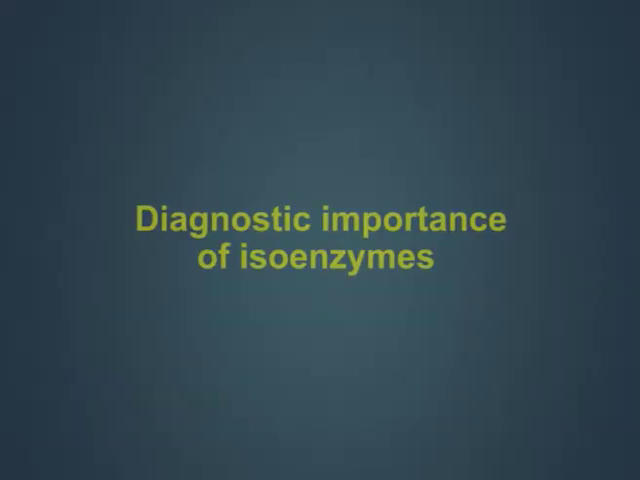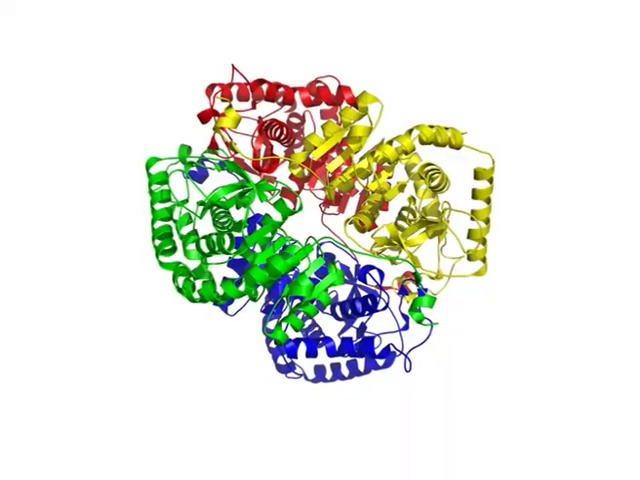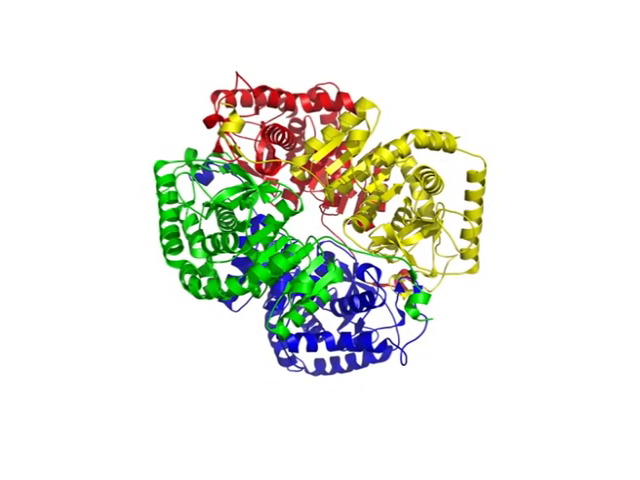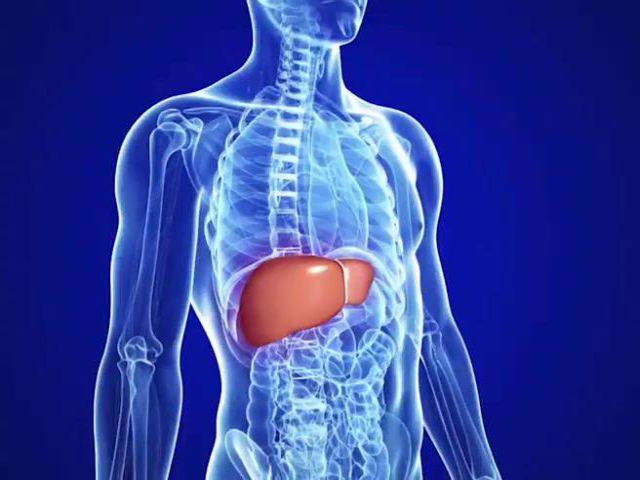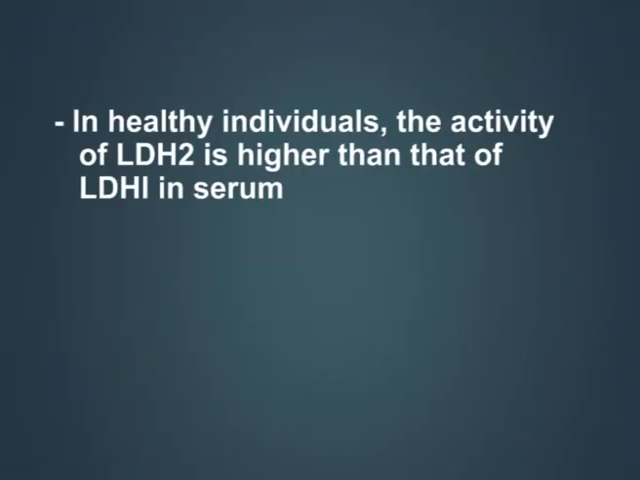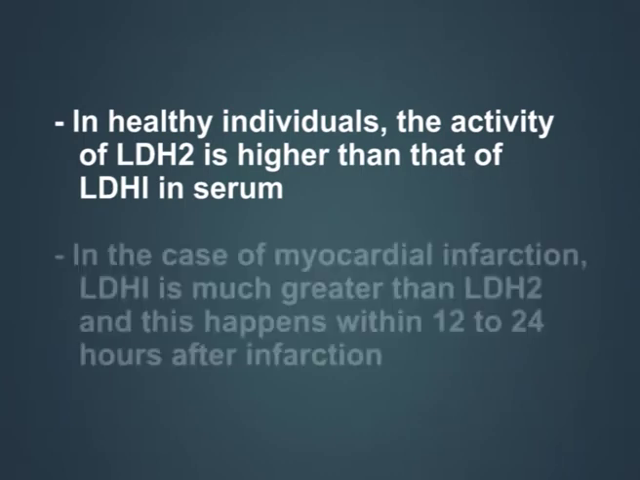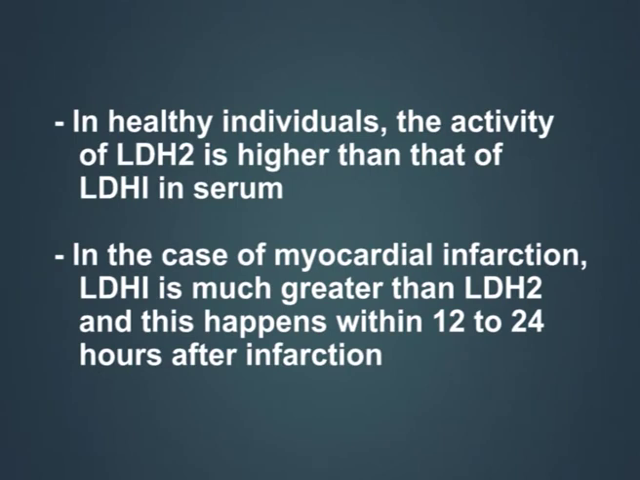Friends, this is all about isoenzymes introduction. What is the diagnostic importance of these isoenzymes? Isoenzymes of LDH have immense value in the diagnosis of heart and liver related disorders. In healthy individuals, the activity of LDH2 is higher than that of LDH1 in serum. In the case of myocardial infarction, LDH1 is much greater than LDH2, and this happens within 12 to 24 hours after the infarction.